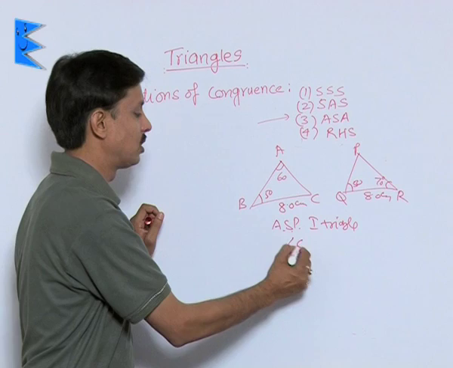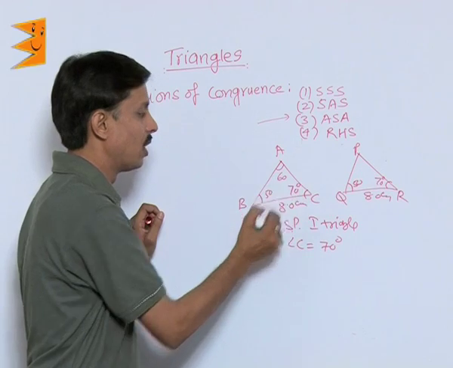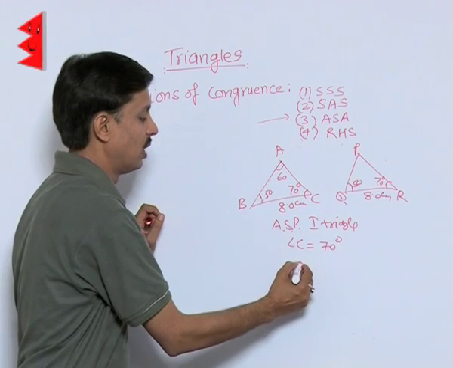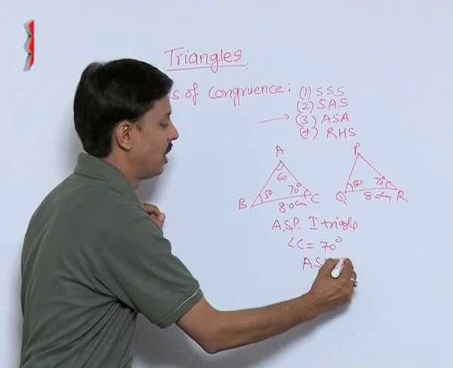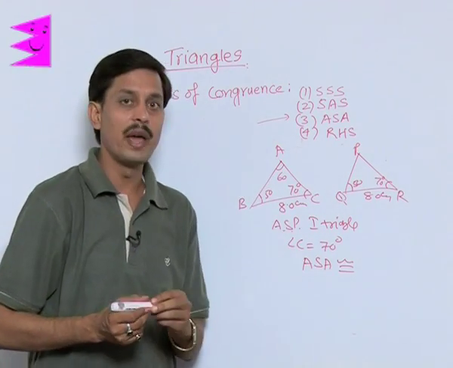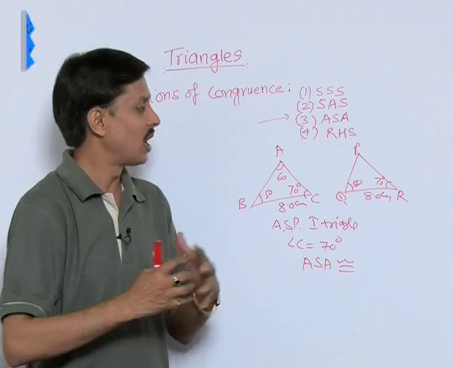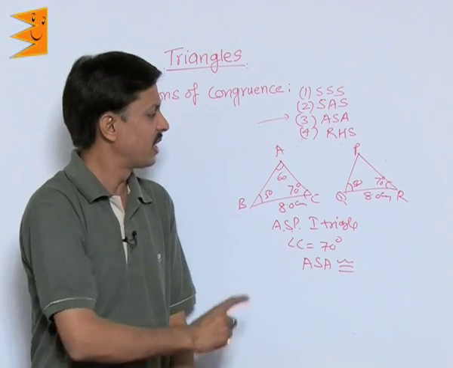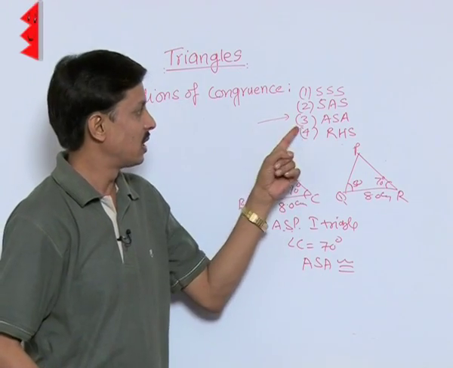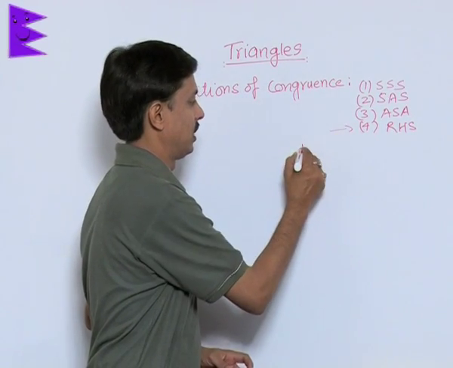with the help of ASP, I can say angle C is 70 degrees. So if I put 70 degrees here, what can you conclude? 50, 70, 50, 70, and the included side is equal. So by the condition ASA, these triangles are equal. So my aim is that if two angles and a side are given, to justify whether triangles are congruent or not, in that case you have to calculate the third angle, and then try to implement the condition ASA.